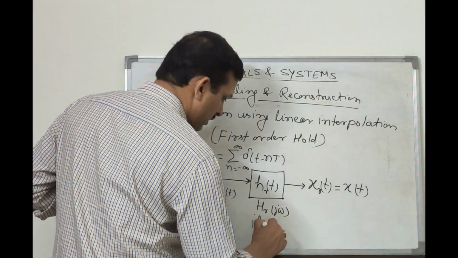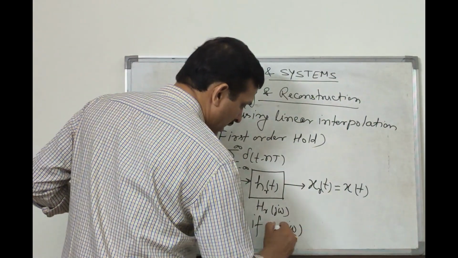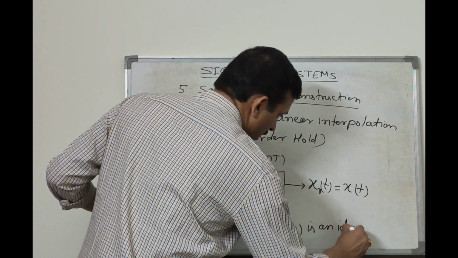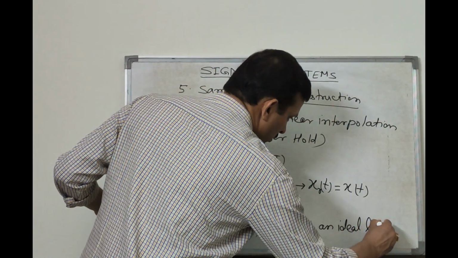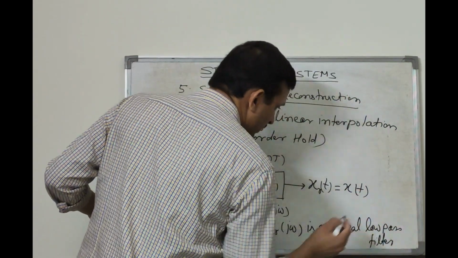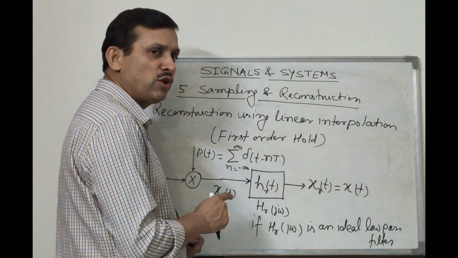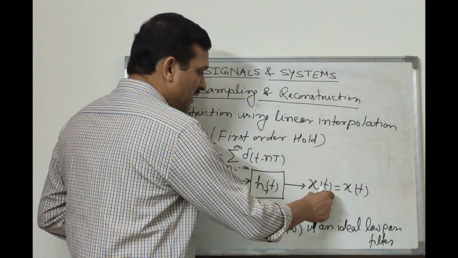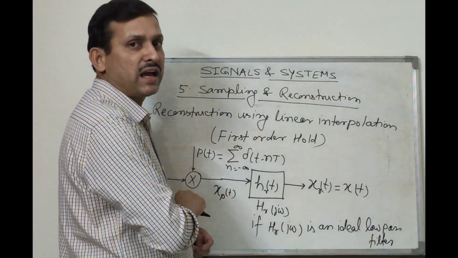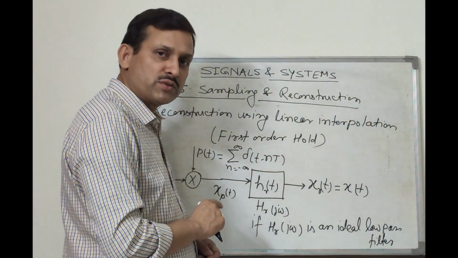If HR(j omega) is an ideal low pass filter, that means if this xp(t) is passed through an ideal low pass filter, then the reconstructed signal is exactly the same as the original signal x(t). But the ideal low pass filter is impossible to design.